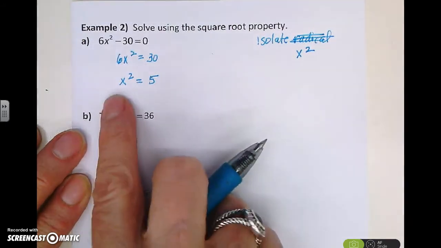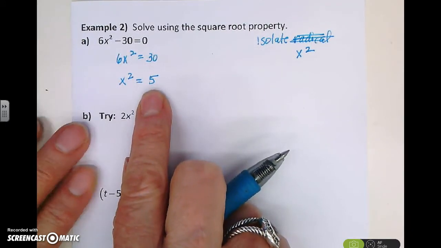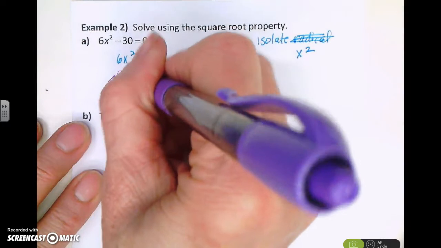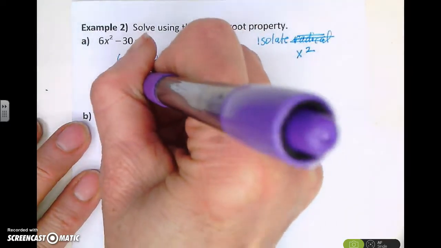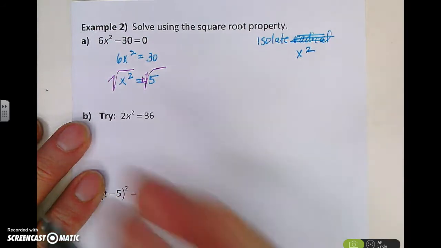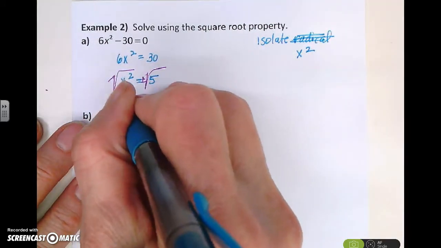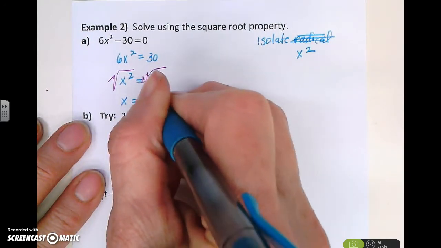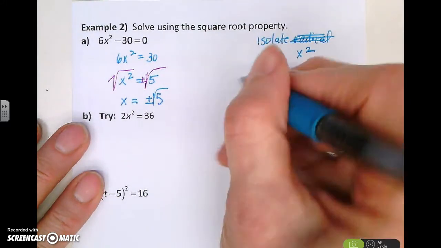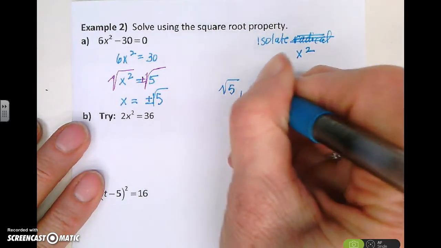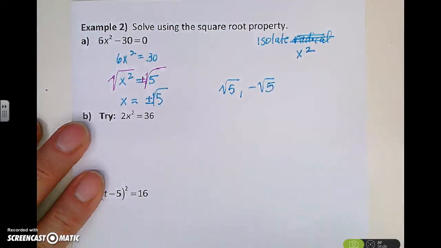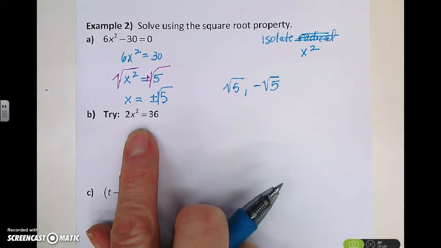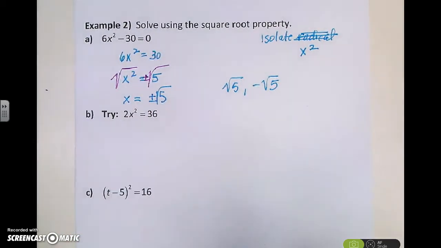So once I get my square term isolated, I'm going to use the square root property and take the square root of both sides. And when I do, I'm going to put that little plus or minus in front of my square root of 5. So the square root of x squared is x, and then I get plus or minus the square root of 5 for my answer. So my answer is actually the square root of 5 and negative square root of 5. So 2 answers. All right, so stop it and try this one so you're not confused by anything else. It's just like that one. So give that a try.